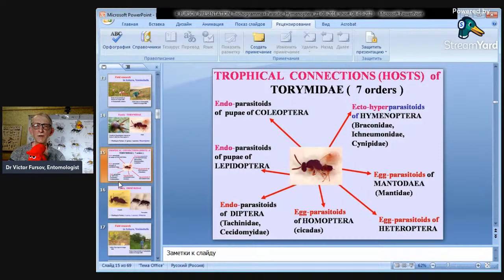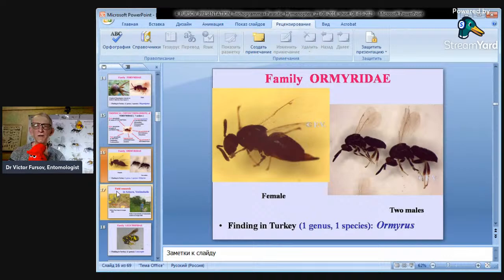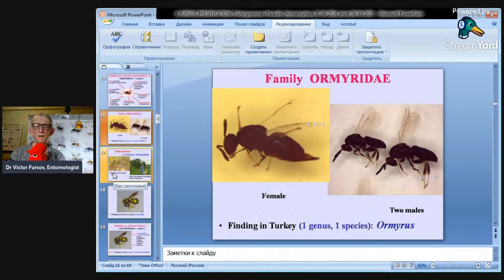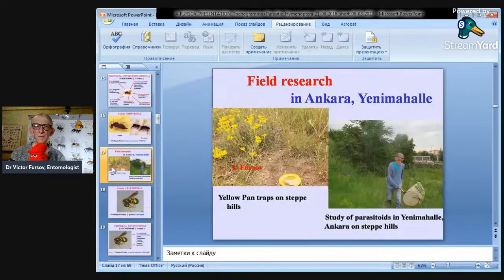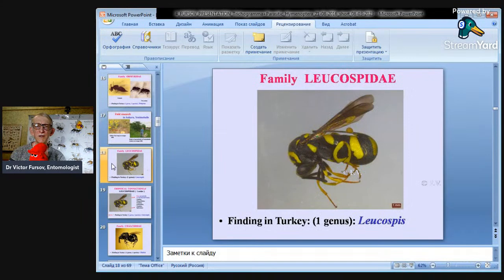Family Ormyridae: very colorful, very interesting phytophagous insects. One species of the genus Ormyrus was collected. Here is some field collecting; I'm collecting material in the Yenimahalle region in the center of Ankara.